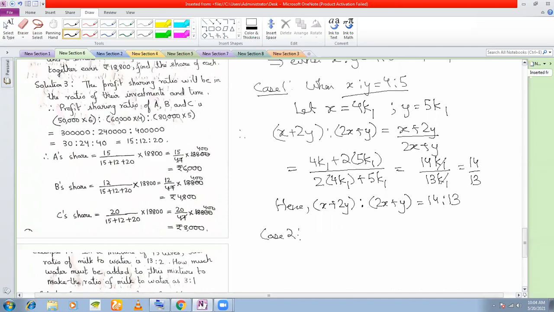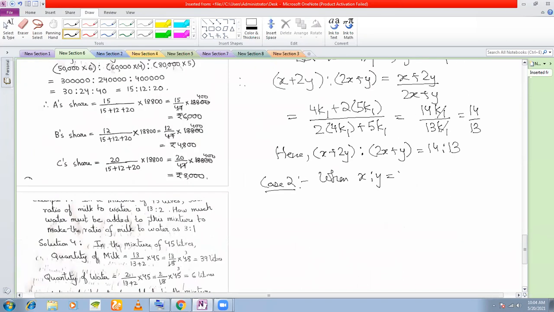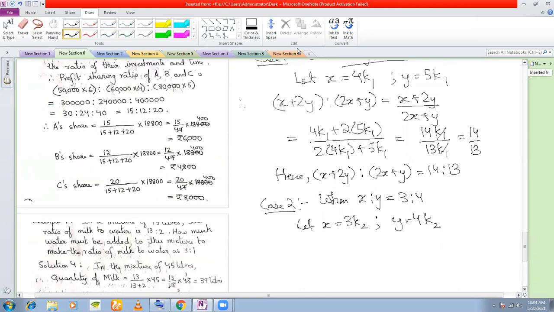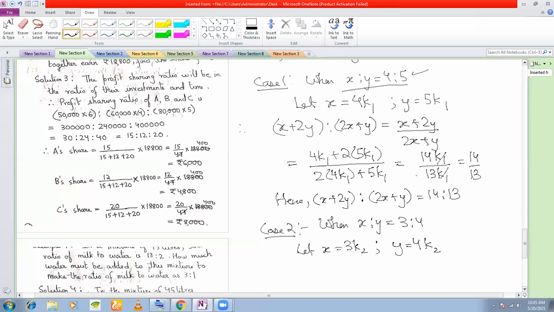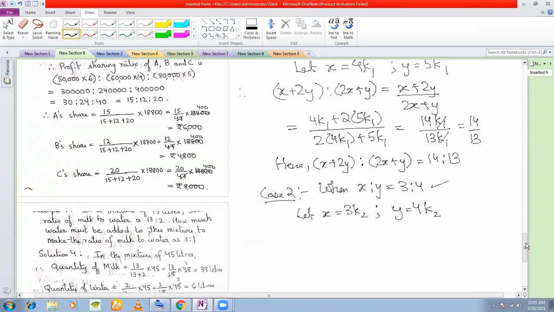Case 2. We take the second value now. When x is to y is equal to 3 is to 4. Here we let x equal to 3k2, y equal to 4k2. We are taking k1, k2 because this k is called the constant of proportionality. This will be different for different ratios, right? This is a different ratio, and this is also a different ratio. That is why we are taking k1 and k2. So we have to find the value of x plus 2y is to 2x plus y.